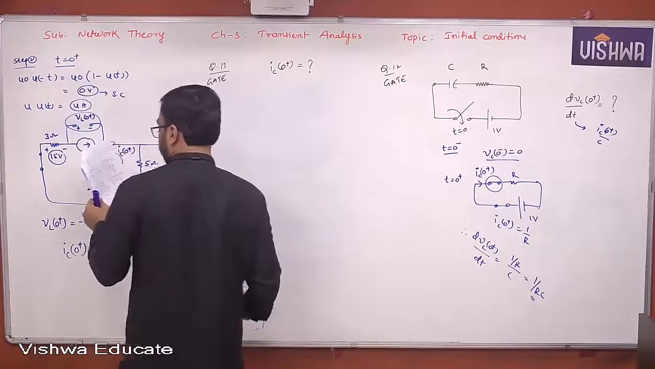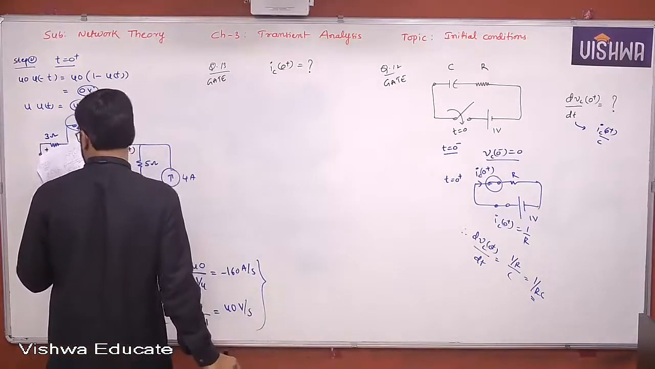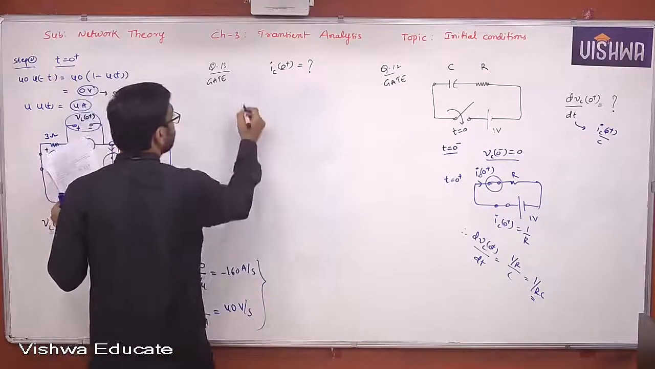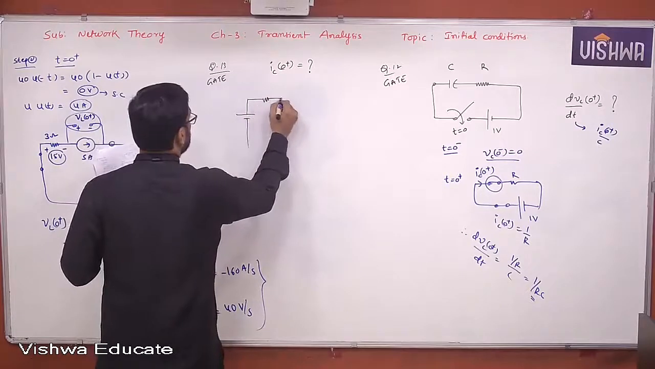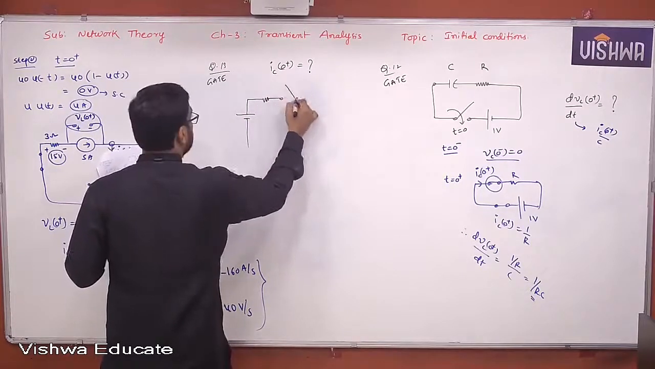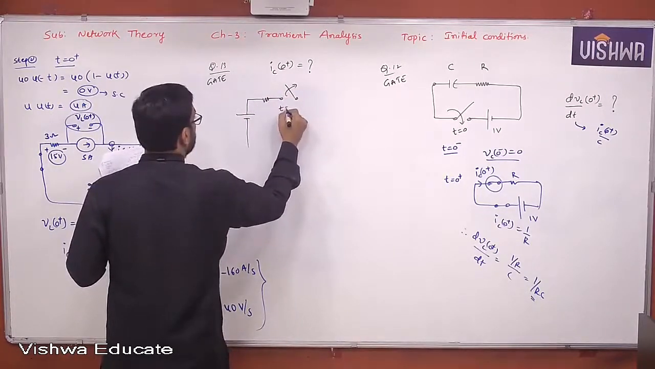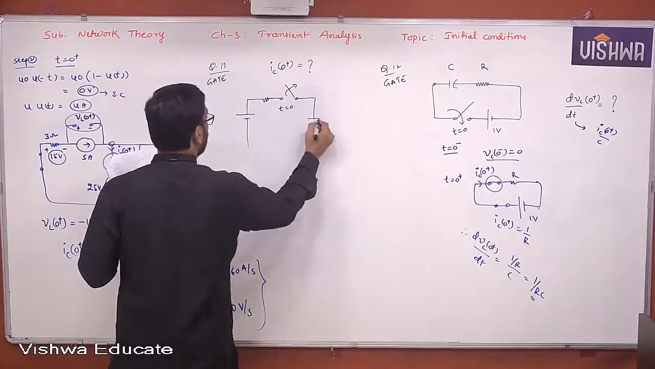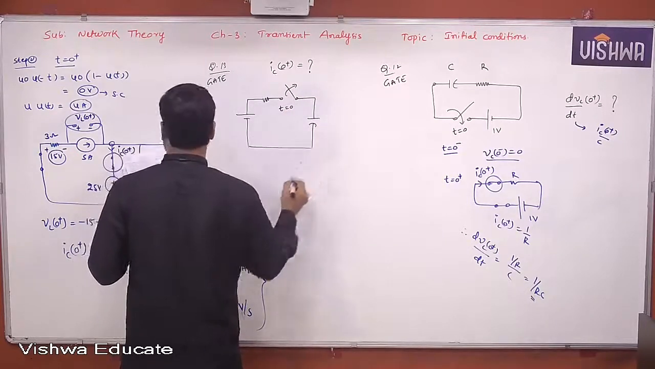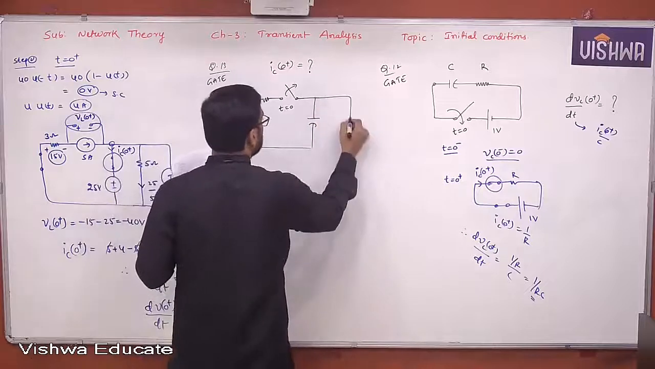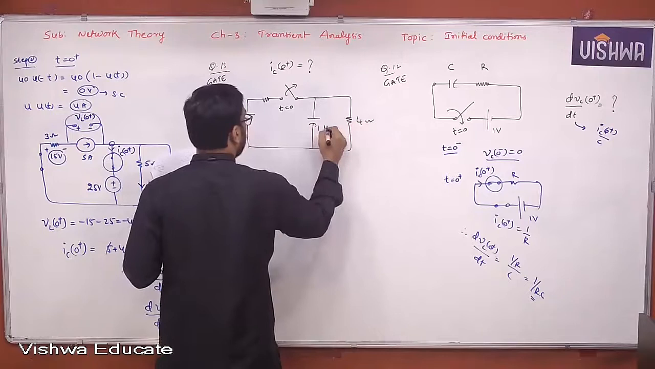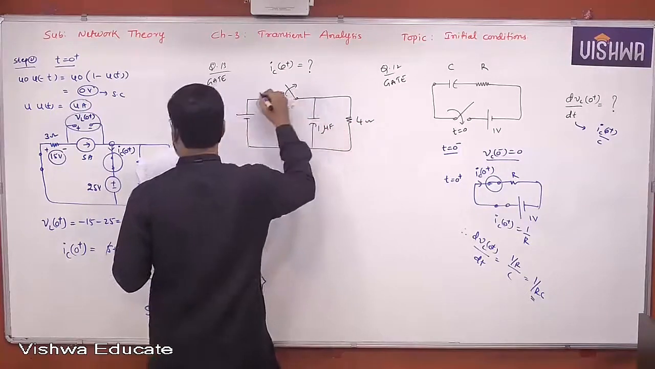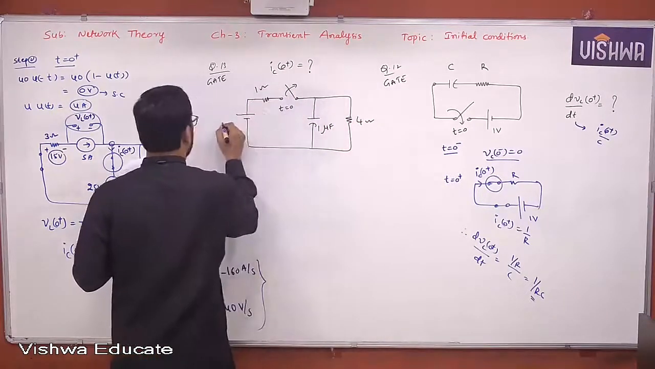Current through 1 microfarad capacitor at t equal to 0 plus is asking. Simple network again here. 1 microfarad capacitor, 1 ohm and 5 volts given here.